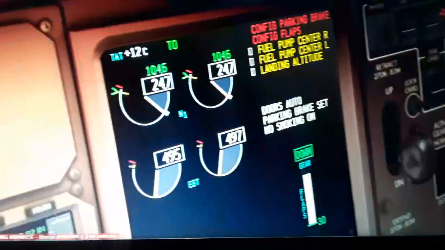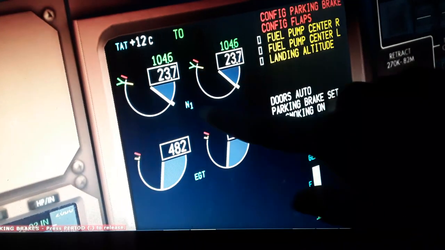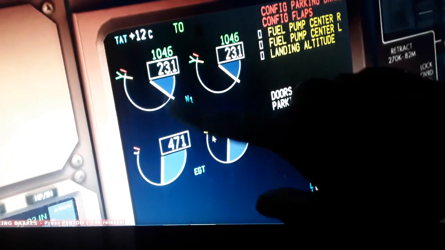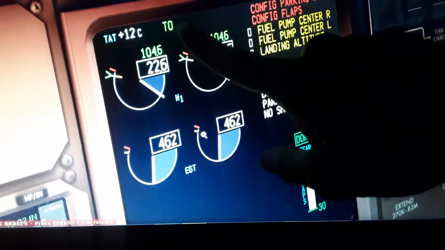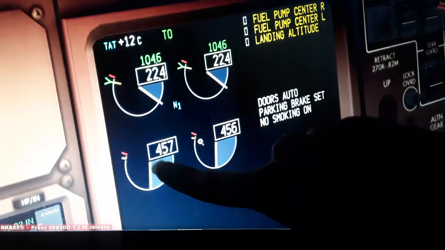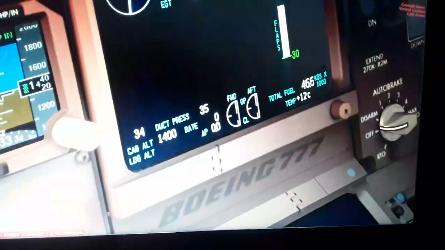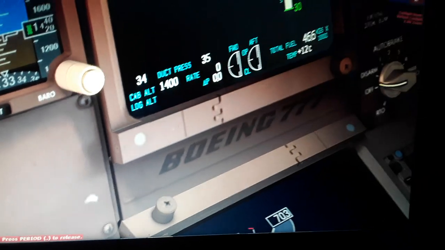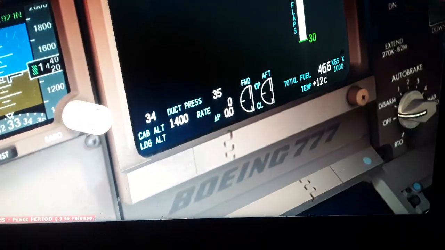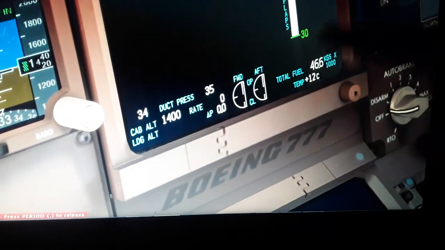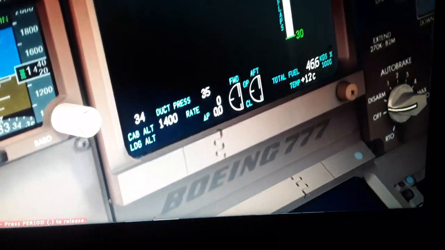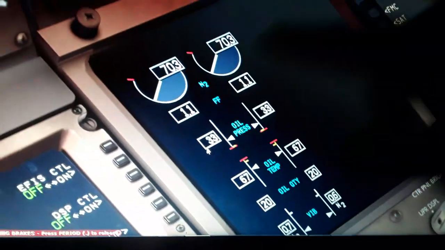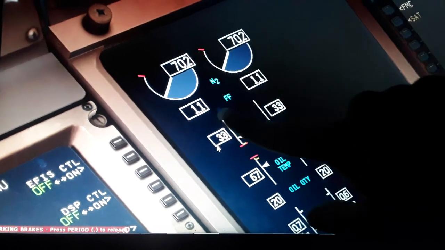So we have the N1, which is the left engine and the right engine. The N1 is the low speed spool and has the low pressure compressor and turbine of the engine, the exhaust gas temperature per engine, the bleed air pressure from the left and the right engine, which are also used for hydraulic fluid pressurization, cabin pressurization, engine anti-ice and air conditioning ventilation. Also we need bleed air pressure to start the engine.